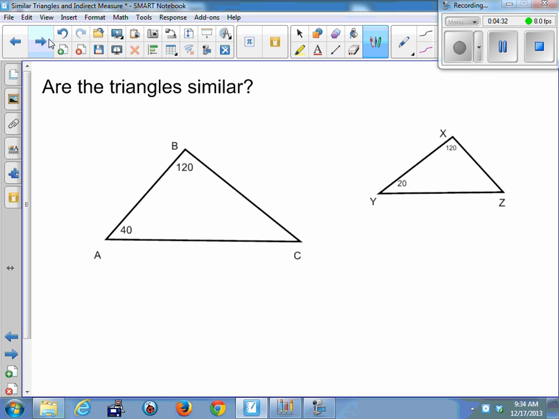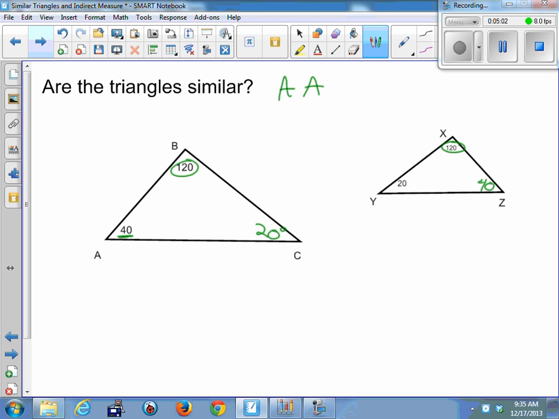Same thing here. It doesn't look at first that it is going to be similar, but we need to check. We have 120 degrees, 120 degrees, and then we have a 40 here. If we add 120 and 40, that gives us 160, and 180 minus 160 tells me that this is 20 degrees. We could do the same thing to get 40 degrees there. So this is similar by angle, angle.